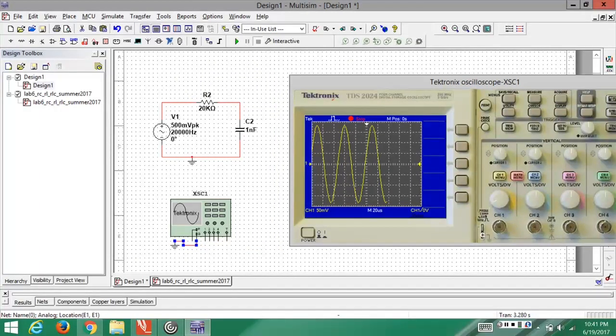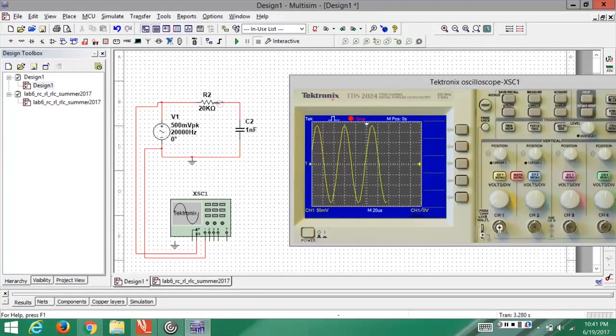I'll get rid of this ground, and I will have a ground somewhere in between these two components, let's say over here. Then I will have channel 1 hooked up to the negative side of the power supply, because right now my ground is on the positive side of the power supply, and I'm measuring the voltage using this ground as a reference. And then I have channel 2 come in on the other side of resistor 2.